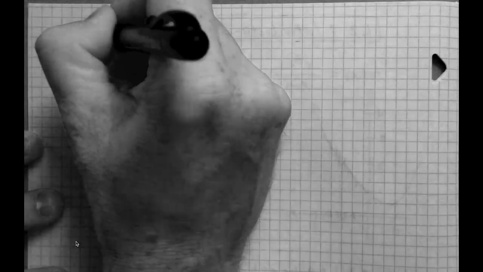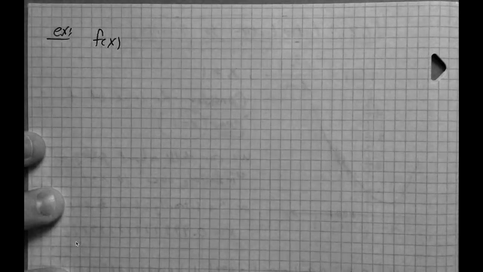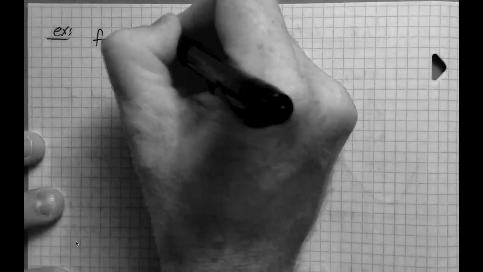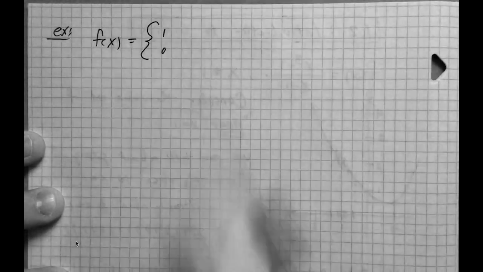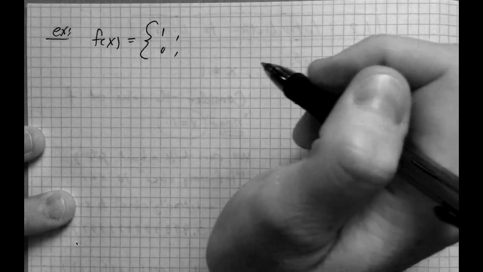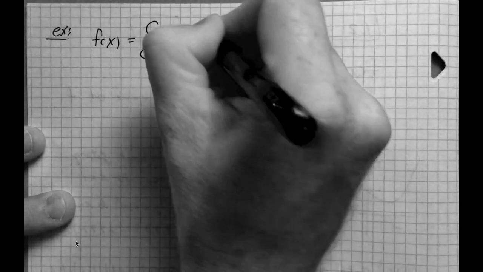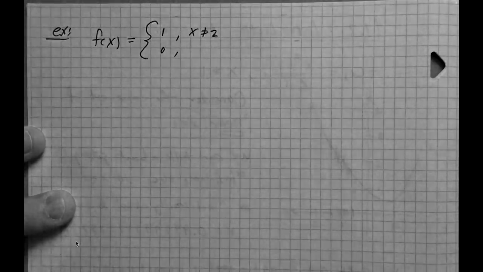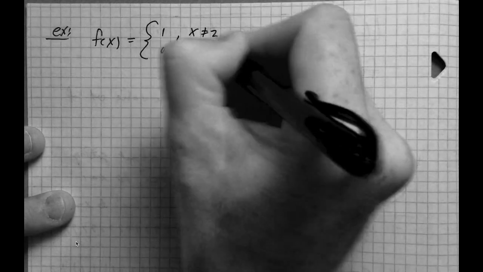And so here's an example. Let's consider this function, kind of a simple function on the face of it, but it works perfectly for illustrating a particular feature of limits. So the value of f is either 1 or 0, and it's 1 whenever x is not equal to 2, and it's 0 whenever x is equal to 2.